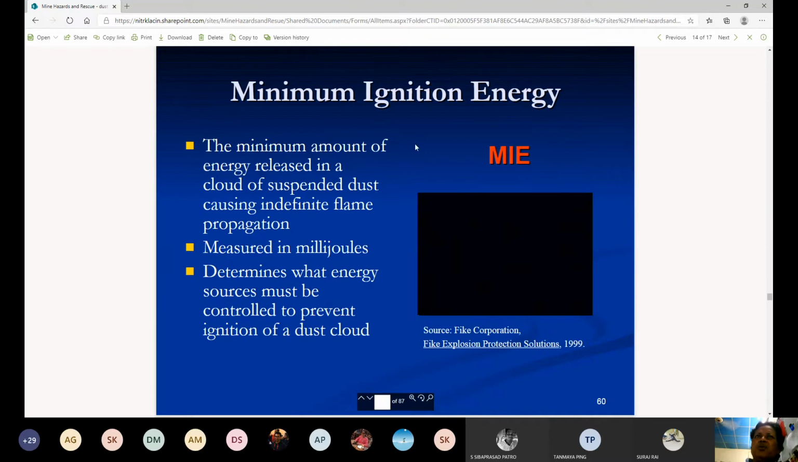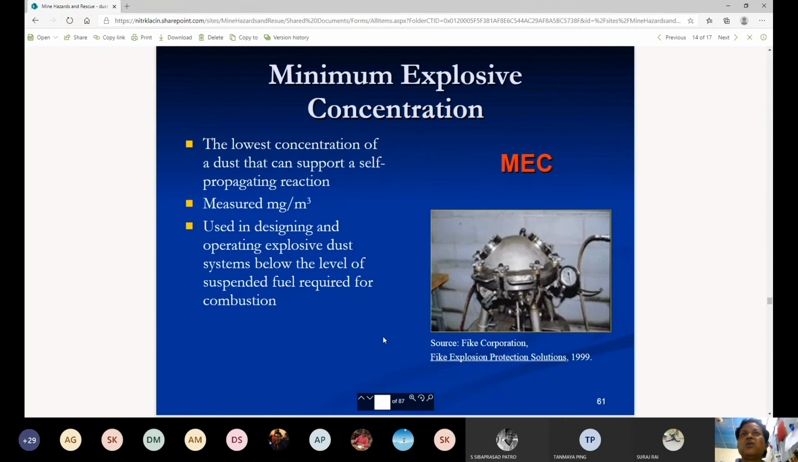Then you also have to determine the minimum ignition energy. The minimum amount of energy released in a cloud of suspended dust causing indefinite flame propagation, measured in millijoules, is called the minimum ignition energy. It will determine what energy source must be controlled to prevent ignition of a dust cloud, a coal dust cloud.